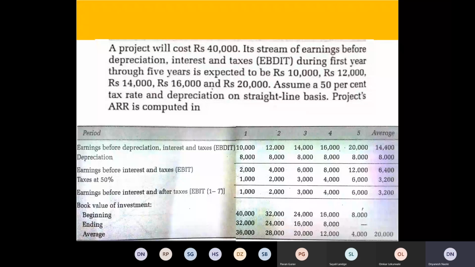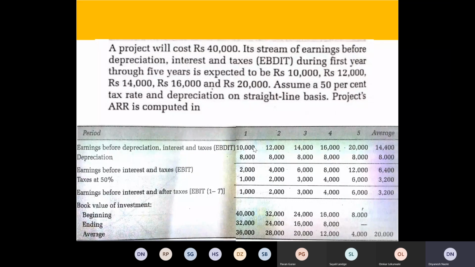Sorry, I got disconnected. Are you able to hear me and see the slide now? Yes, sir. So we were at this point, earnings before interest after taxes. Is this clear till here? Yes, yes, sir.